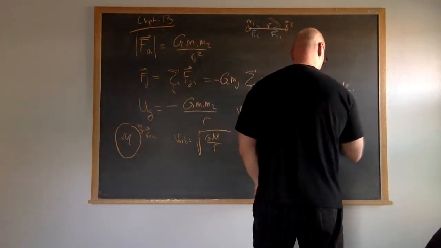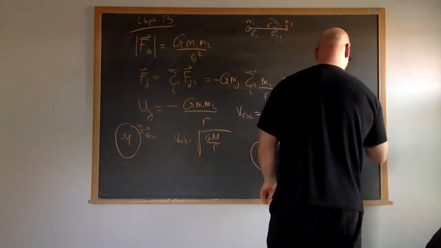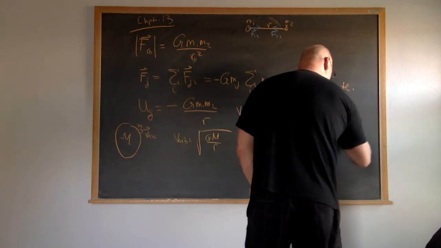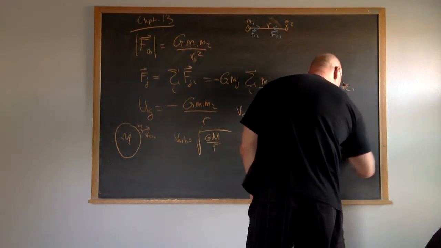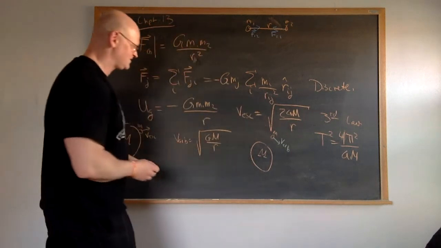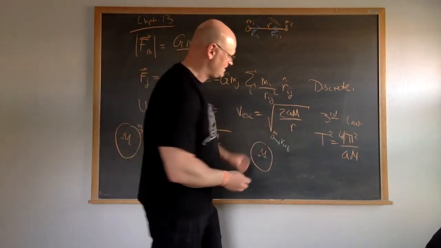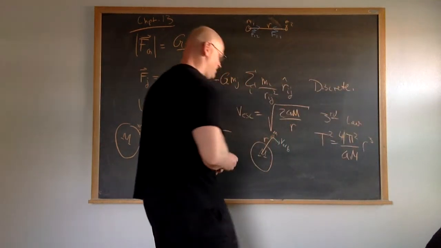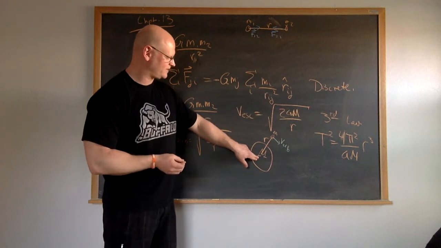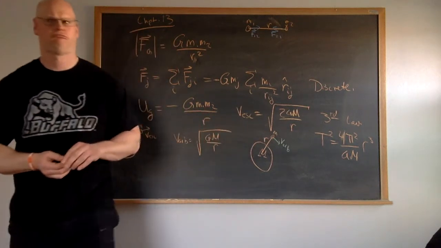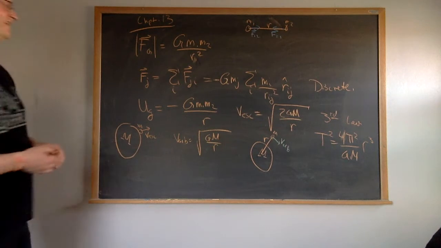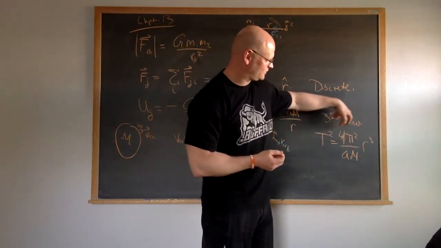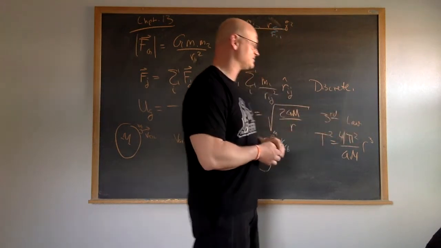The third law simply says that the period squared is equal to 4 times pi squared divided by G times the mass of the central body, times r cubed, where r is the radius from the center of mass of the body which is being orbited to the center of mass of the body which is orbiting it. So all this says is that the period squared is equal to 4 pi squared divided by GM times the radius cubed.